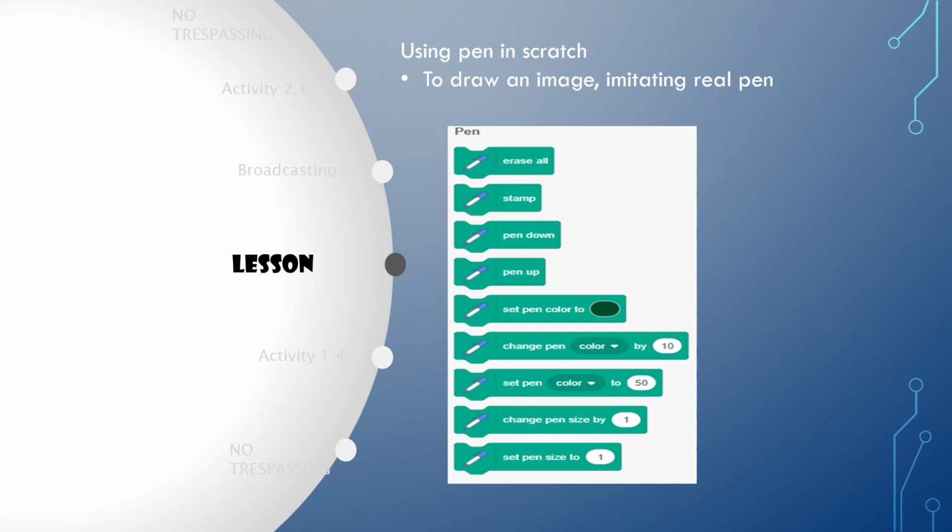Pen down means only then will Scratch start to draw. And pen up, you lift the pen, which means the sprite won't draw. It's going to stop drawing. And erase all means it's going to erase. It's going to vanish. It's going to make everything disappear.